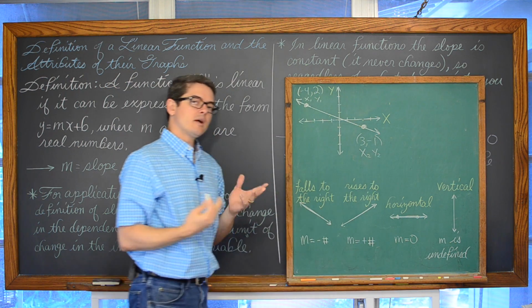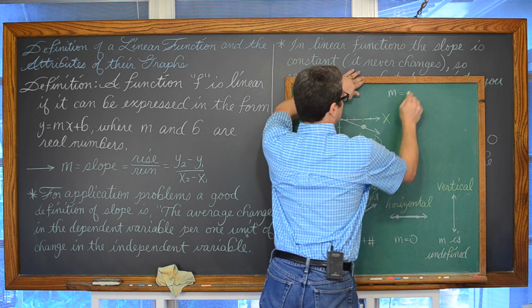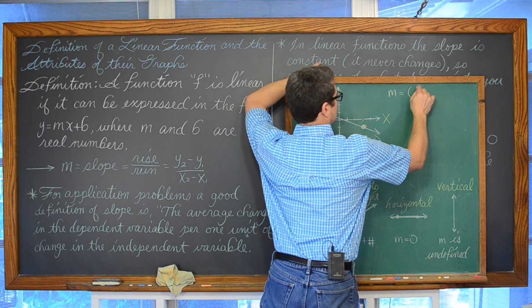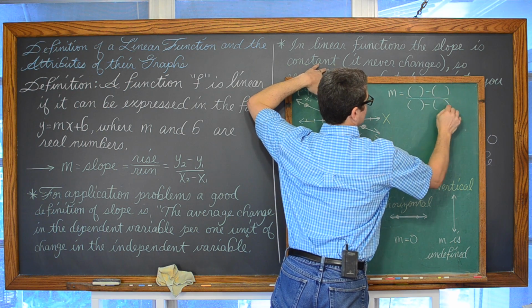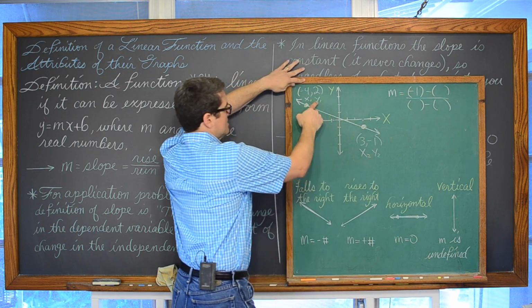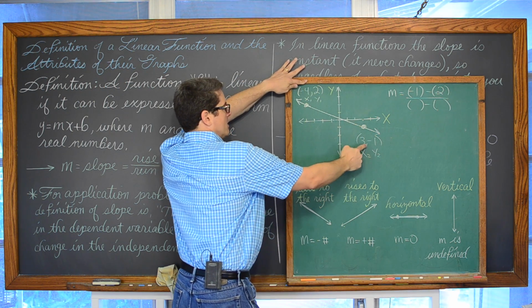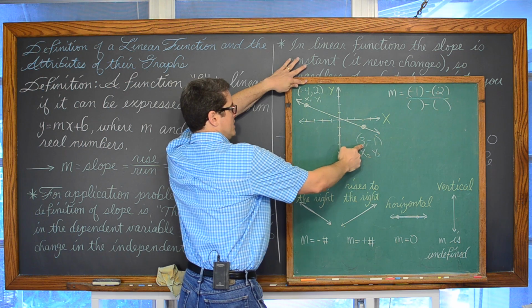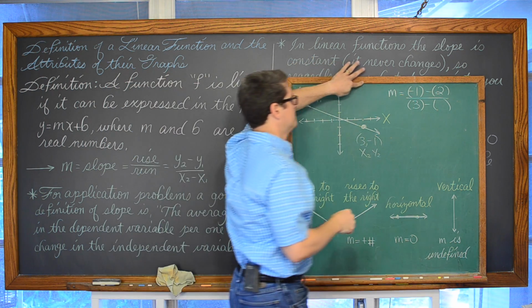And let's work out the slope formula. So m is equal to y sub 2 minus y sub 1 over x sub 2 minus x sub 1. So y sub 2 is negative 1. Y sub 1 is 2, over x sub 2, which is 3, minus x sub 1, which is negative 4. Okay.